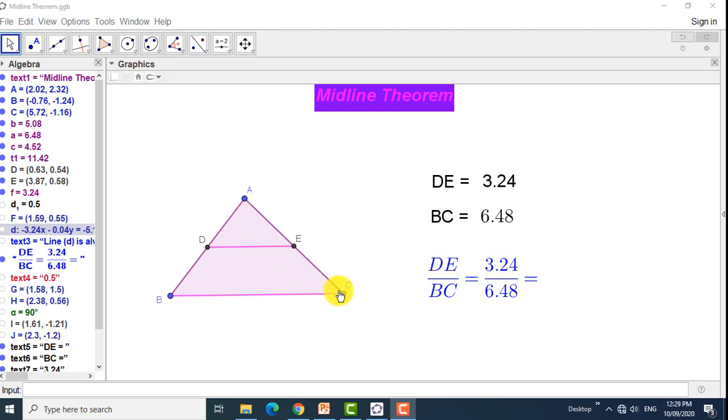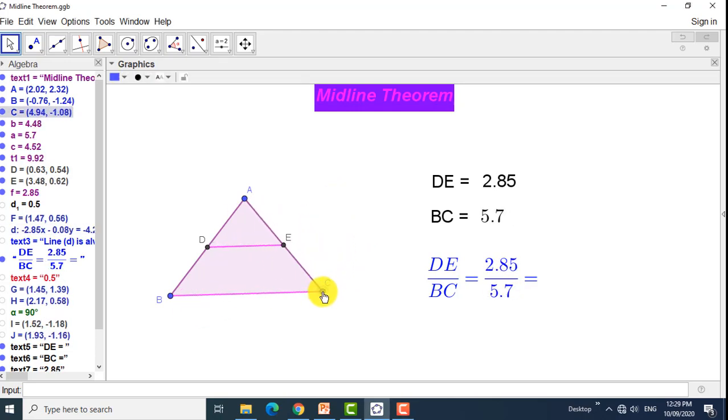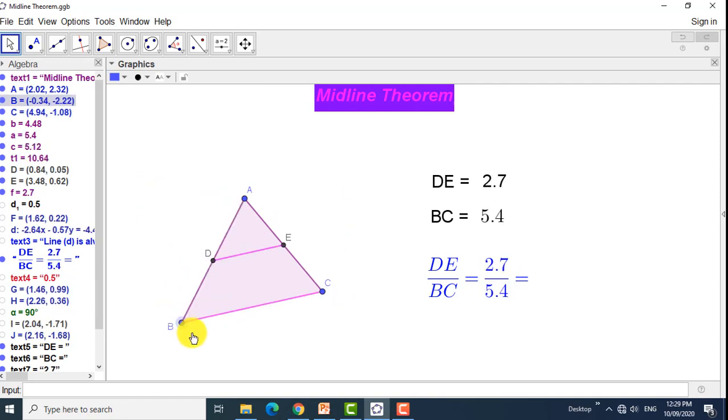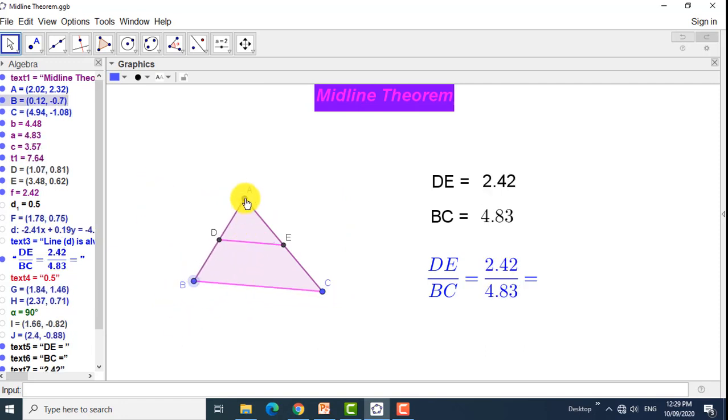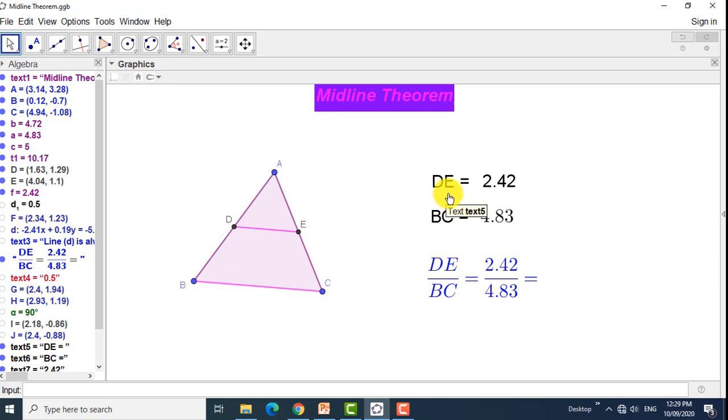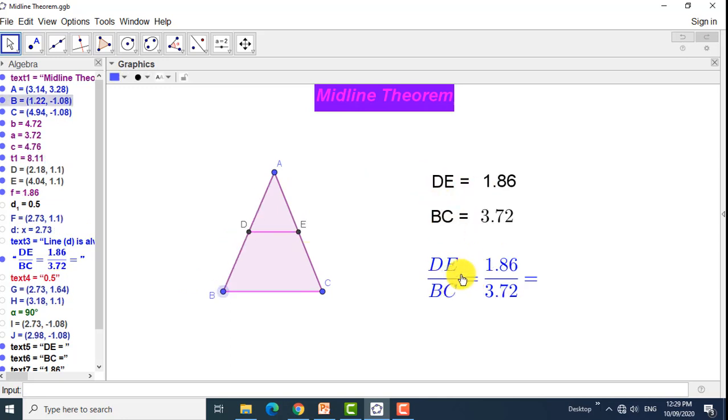ABC is any triangle, and we can change the size of this triangle and the lengths of its sides. As we see here, we have the length of DE, the length of BC, and here we have the ratio DE over BC.